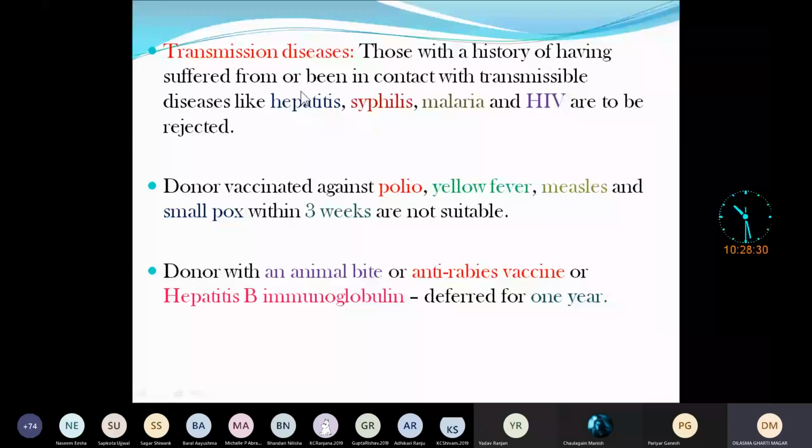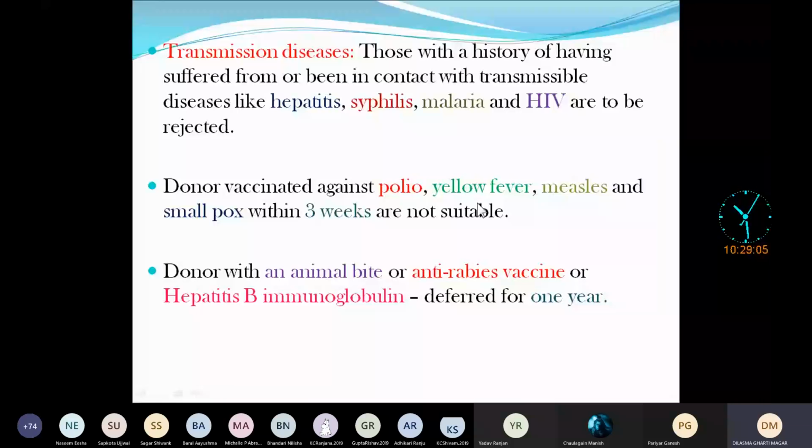Whenever the donor is vaccinated against polio, yellow fever, measles, smallpox, then they cannot donate the blood for 3 weeks. So it's not good to donate the blood within 3 weeks. Understood here? So polio is usually given to small kids, isn't it so? So if the donor is vaccinated against polio and yellow fever, have you heard of this yellow fever?